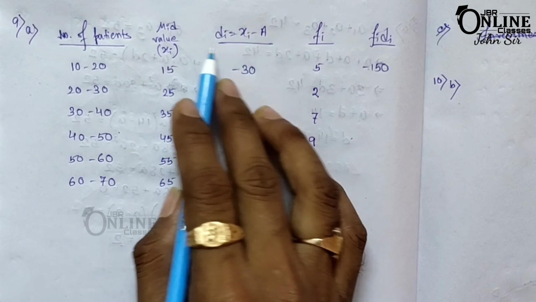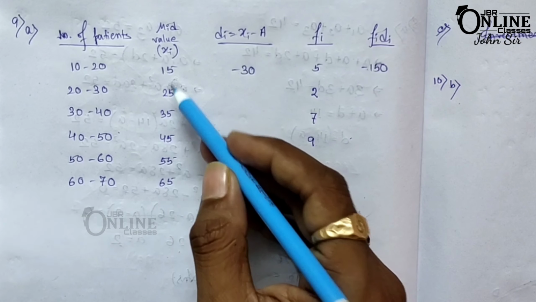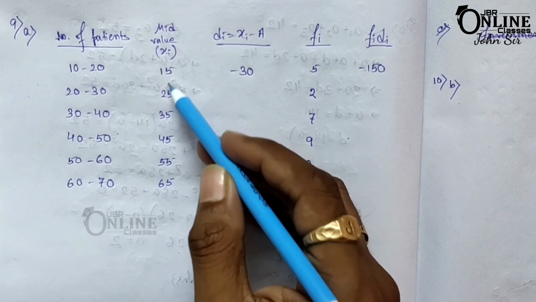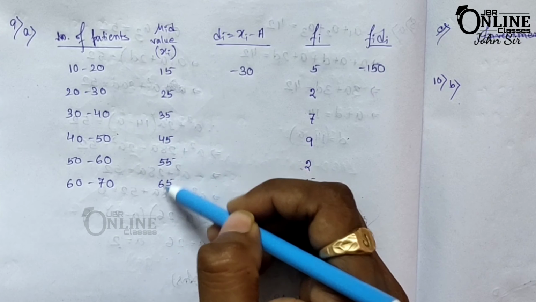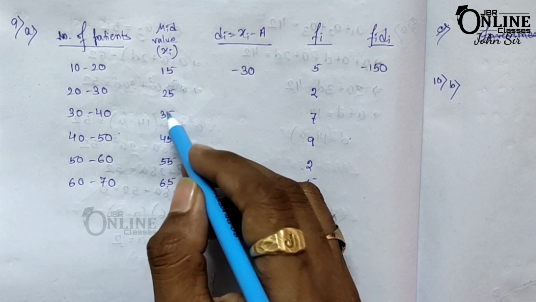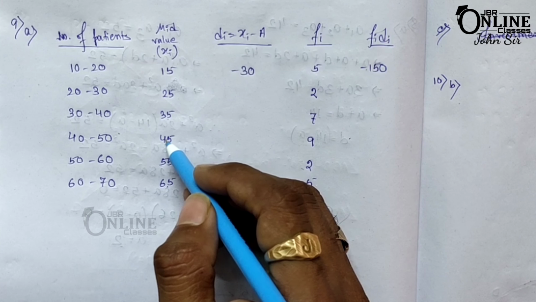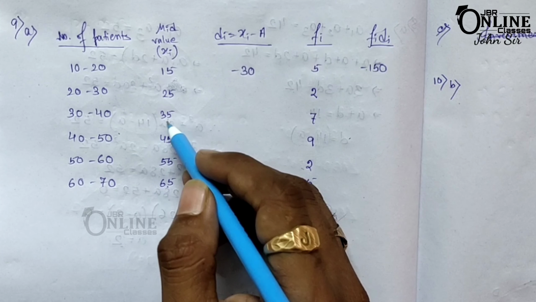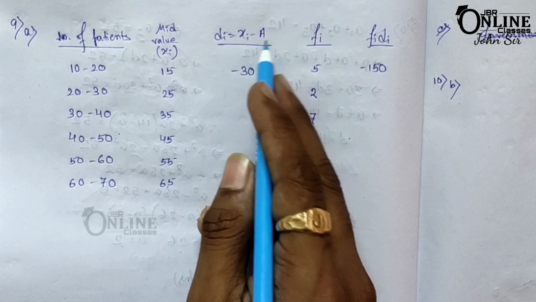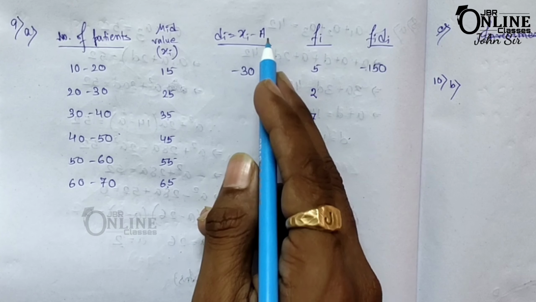Okay, so now you have to find out di equal to xi minus a. As here 15, 25, 35, 45, 55 and 65. How many numbers are there? 1, 2, 3, 4, 5, 6. Okay, total 6 numbers. So the middle ones are 35 and 45. From here you can choose any one number as a.